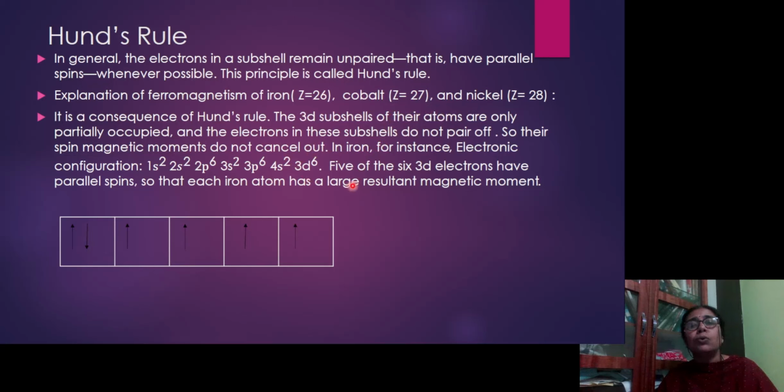So we were considering the case of iron, and 5 of the 6 3d electrons have parallel spins, so that each iron atom has a large resultant magnetic moment, and therefore this shows ferromagnetic properties. So the ferromagnetism in iron, cobalt and nickel can be explained by using Hund's rule, that the electrons will try to remain unpaired as far as possible.